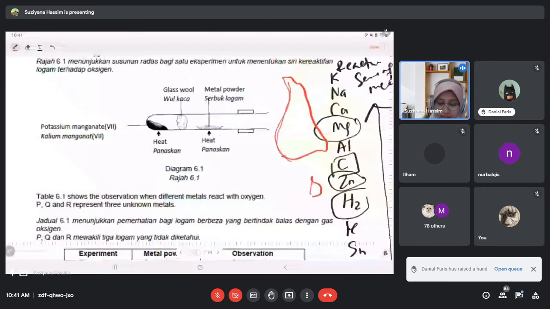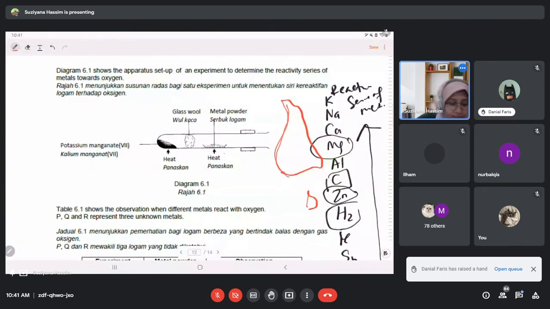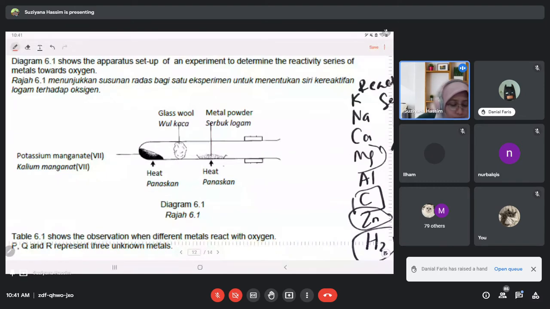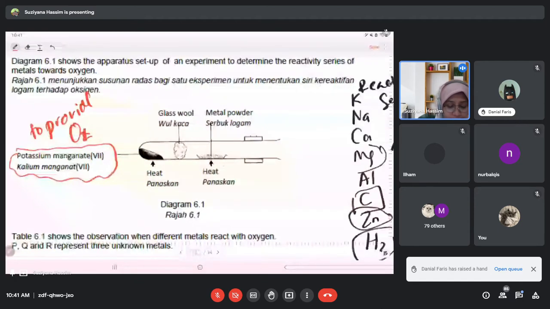So let's discuss here. When we are talking about potassium manganate(VII) to provide oxygen, what is the purpose of the glass wool? To separate the potassium manganate(VII) from mixing with the metal. We want to separate the potassium manganate(VII) from the metal.